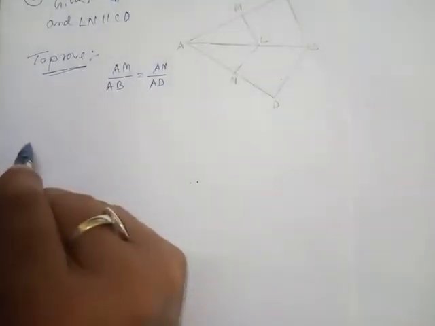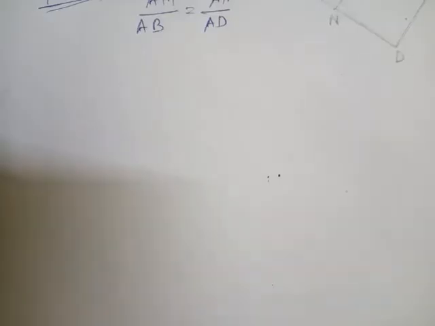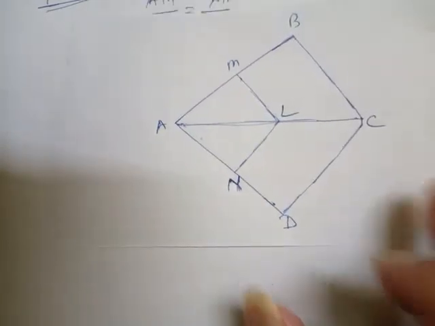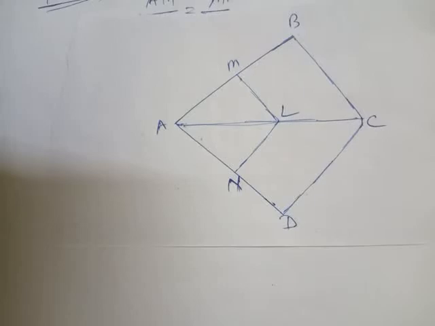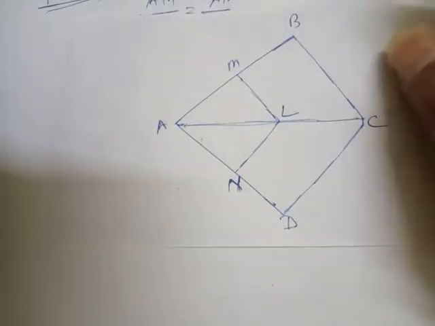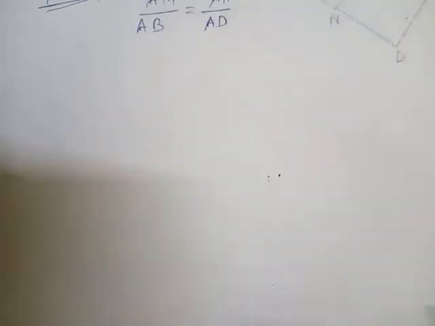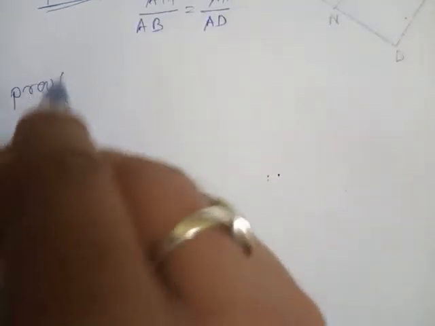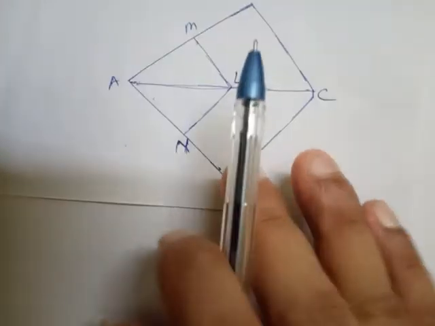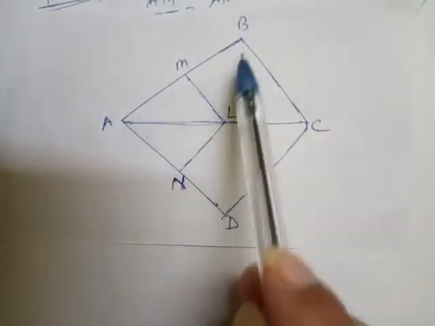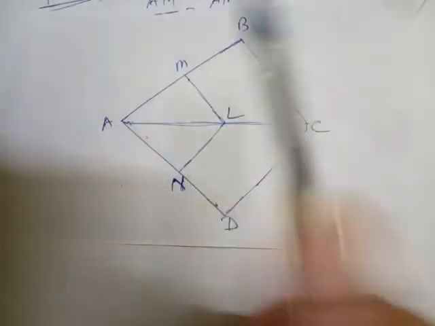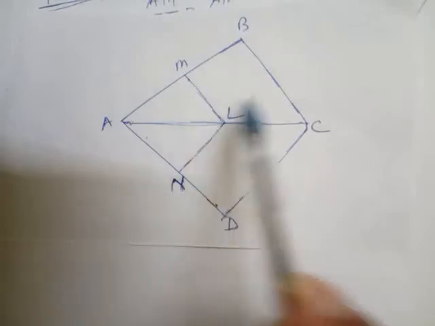Student, for the proof I have drawn one rough sketch here, so that it can be easily understood while I am solving this question number 3. So now look here. First of all, I am writing the proof part. In triangle ABC, LM is parallel to BC. I repeat again, in triangle ABC, LM is parallel to BC.